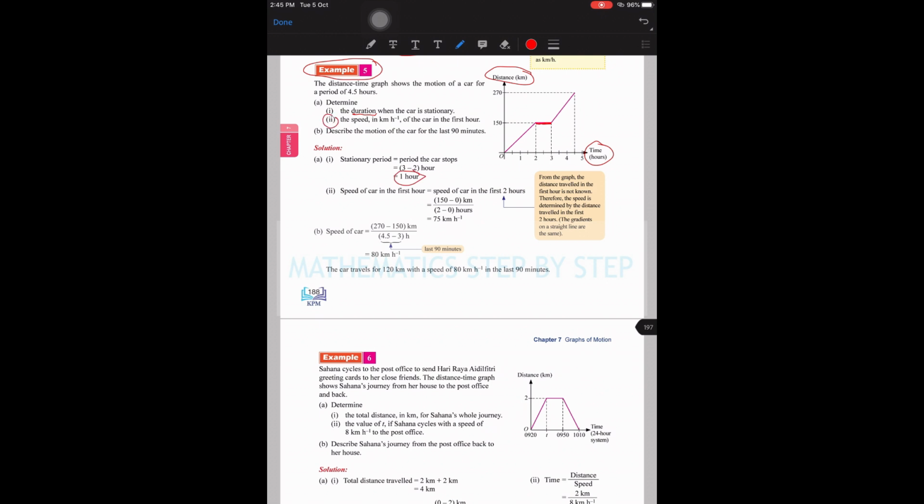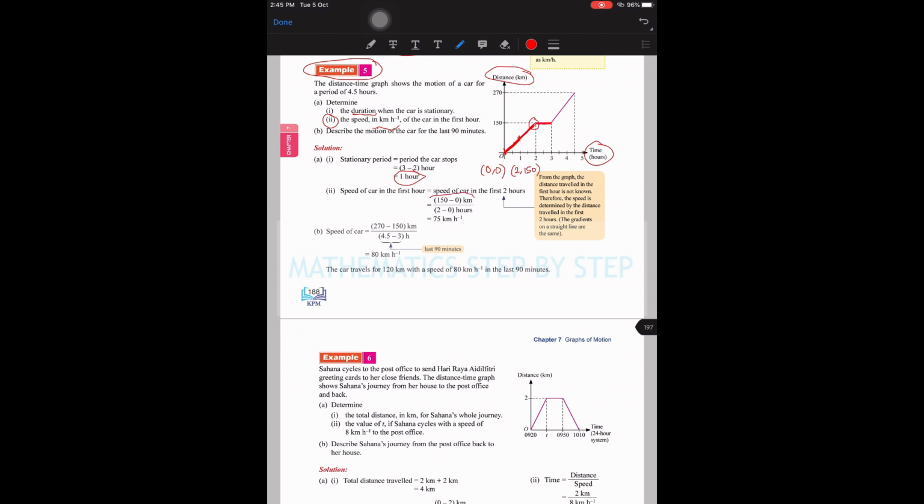Then part 2, the speed in kilometer per hour of the car in the 1st hour. So meaning that we want to find the gradient of this part of the graph, okay? So the gradient of this part of the graph is the same as the gradient of this line, okay? From 0 hour to 2 hour, okay? So again, we can get two coordinates. First is the origin, second point is here, which is 150, okay?